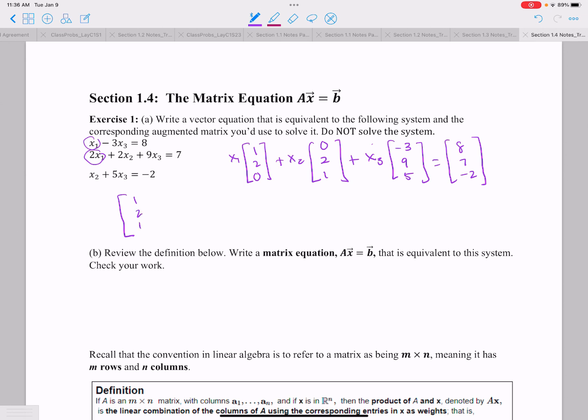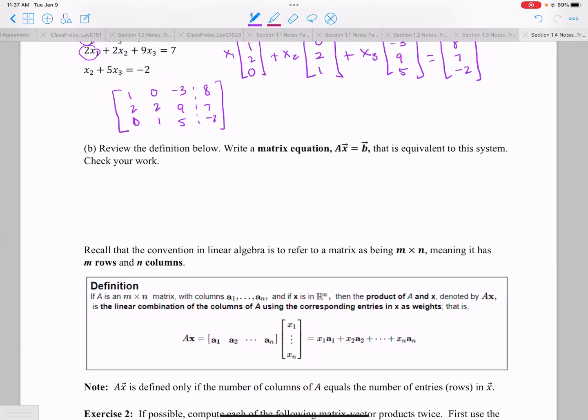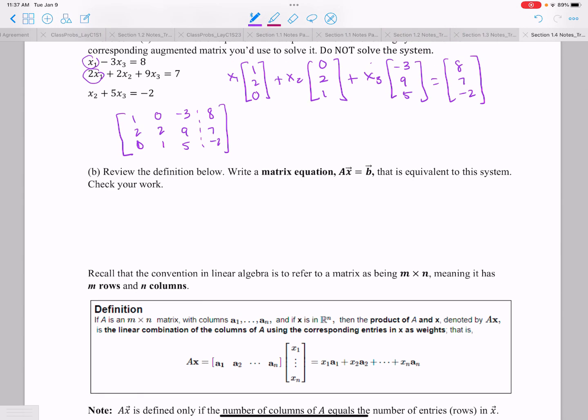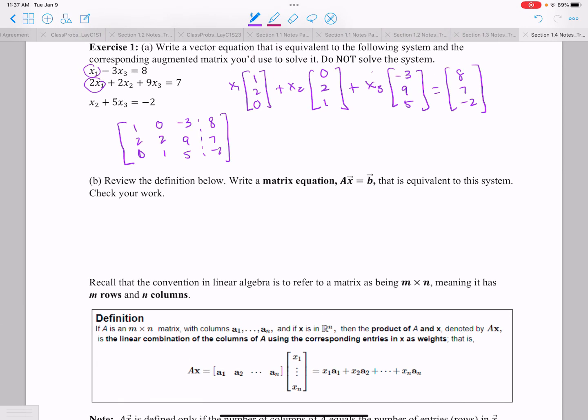And then also the augmented system would look like this. So the coefficients of the x1 down the first column, coefficients of x2 in the second column, x3 in the third column. So there's the augmented matrix. So vector equation and augmented system. Part B says, look at this definition below and write the matrix equation AX equals B that is equivalent to the one above. So I'll let you look at the definition.